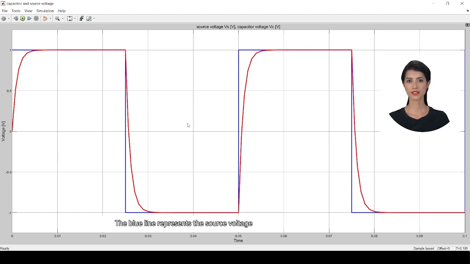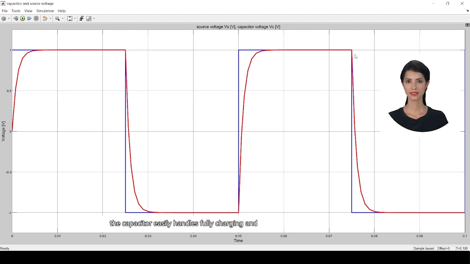The blue line represents the source voltage, while the red line shows the capacitor voltage. In the initial part, the source voltage remains constant, charging the capacitor quickly. The capacitor hits the 1 volt mark in no time, effortlessly keeping pace with the source voltage. Then, the source voltage flips from 1 volt to -1 volt, and the capacitor discharges just as swiftly, hitting -1 volt shortly after. Again, the capacitor keeps up without breaking a sweat. From this point, the cycle repeats.